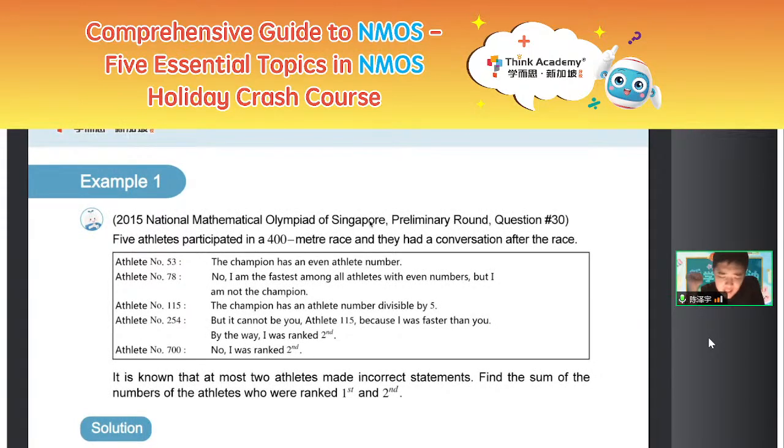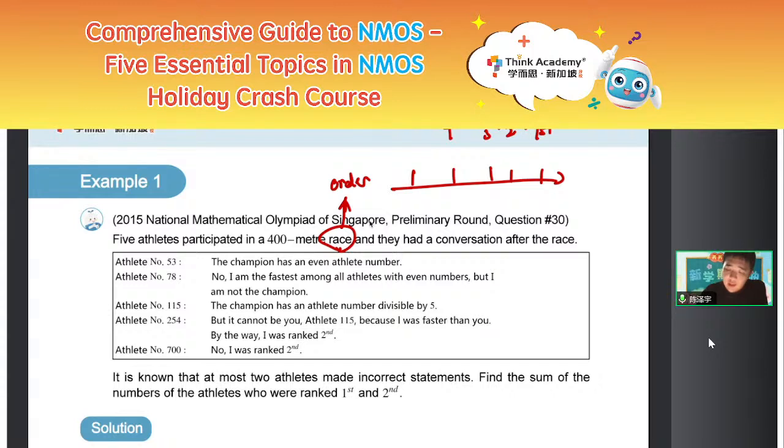Right. So next, the example question that we have here. You see 5 athletes participating in a 400-meter race. So whenever you have a race, you have order, so you want to order things. The tool that you can use here is to draw a magic arrow. Because there are 5 athletes, you can have 5 different places: first, second, third, fourth, and fifth. So whenever you are trying to order things, use the arrow.